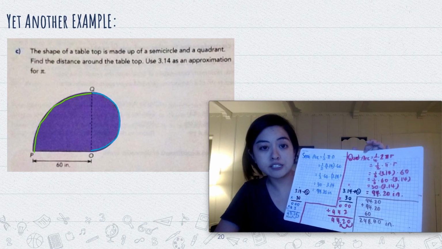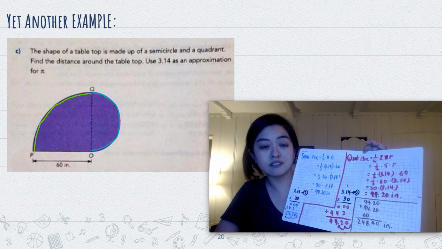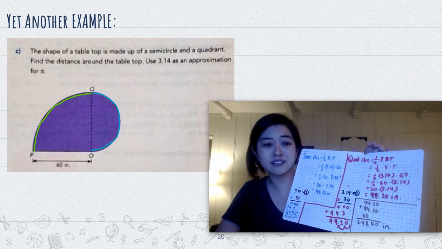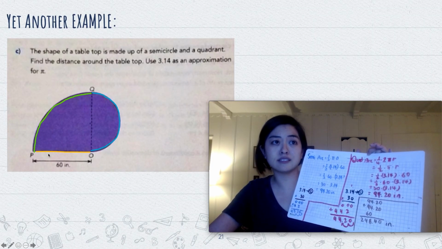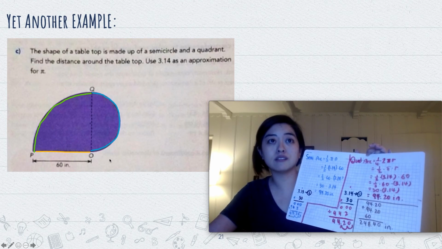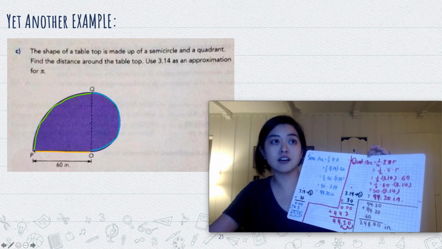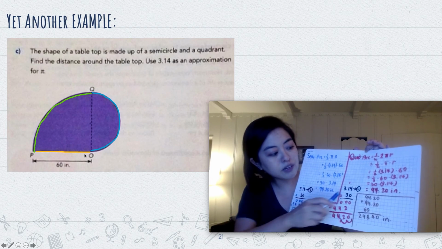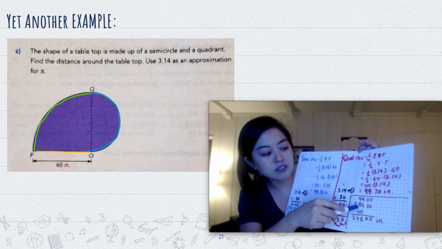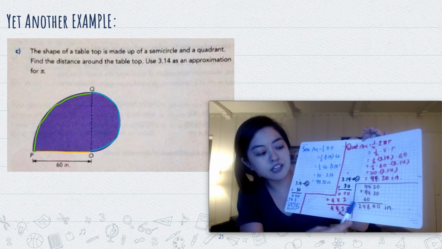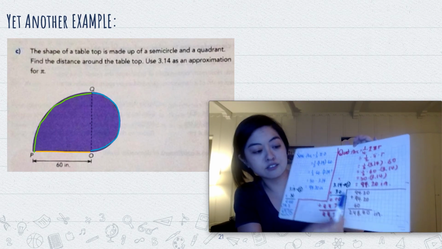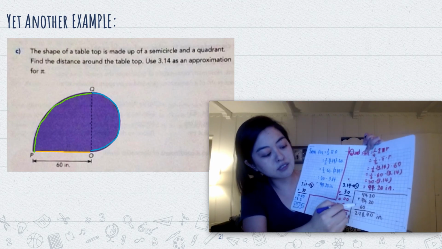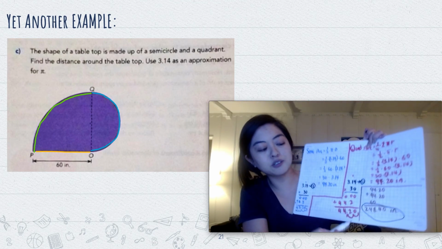But the question tells me I want to find the distance around the whole tabletop. So I didn't find it around the entire tabletop yet because I have to account for this side of the table. So I figured out this side, I figured out this side, and now I know this side. So I'm going to add 94.20 plus 94.20 plus 60, and I get 248.40 inches as my answer. I'll circle my answer because there's a lot of work on this board. Okay.